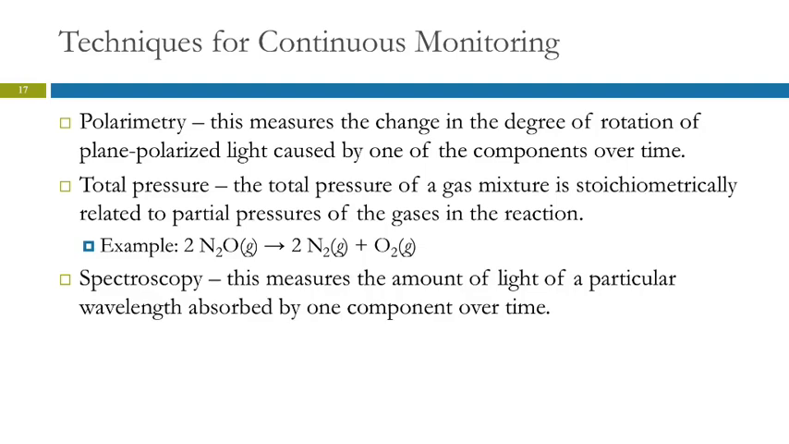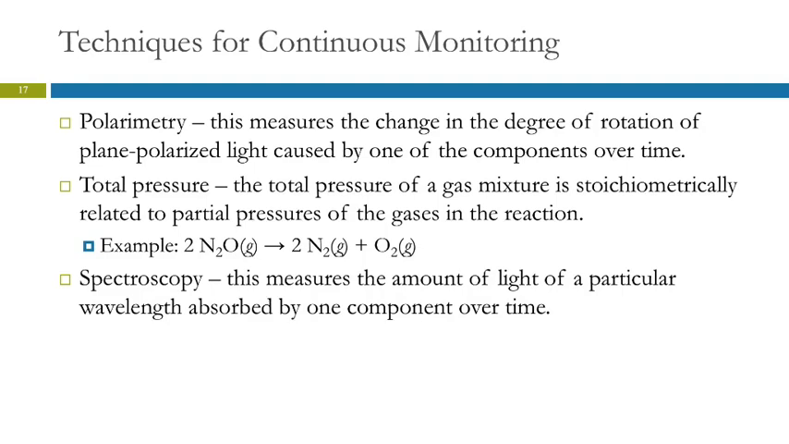You can measure the total pressure of a gas mixture, because the total pressure will be related to all the partial pressures of the gases in the reaction. So in this example, our reactant and our products are all gases. There's a lot behind these. You have to take into account, you can't have the volume changing. You can't do this one in a beaker, right?